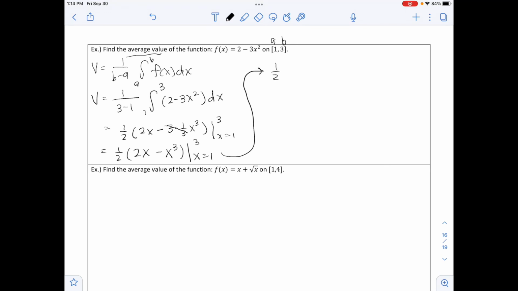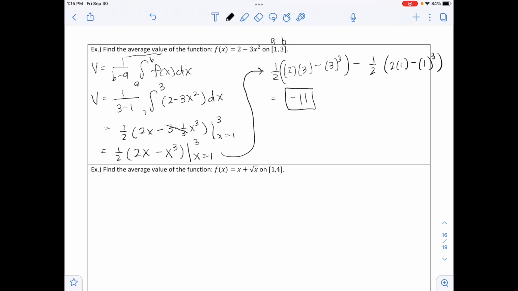So first value we're going to substitute in is 3. So we have 1/2 times 2 times 3 minus 3 cubed, minus 1/2 times 2 times 1 minus 1 cubed. And substituting this all in on our calculator, we get a value of -11.